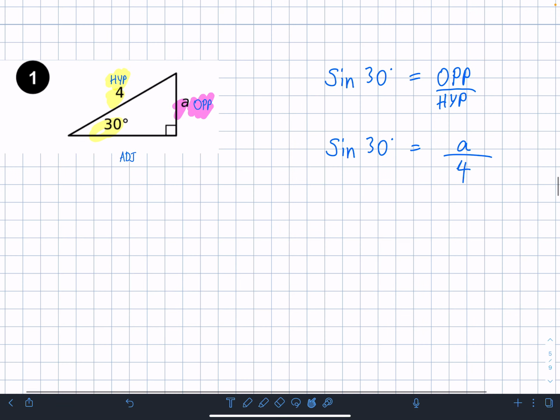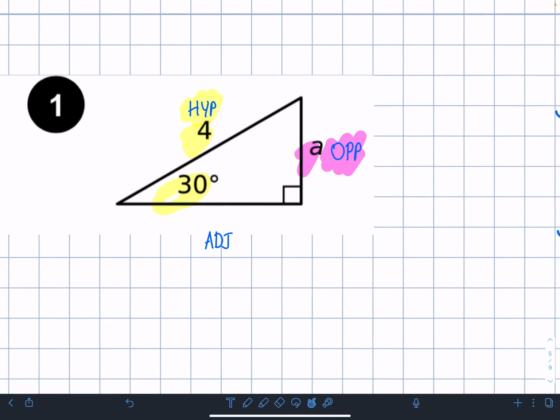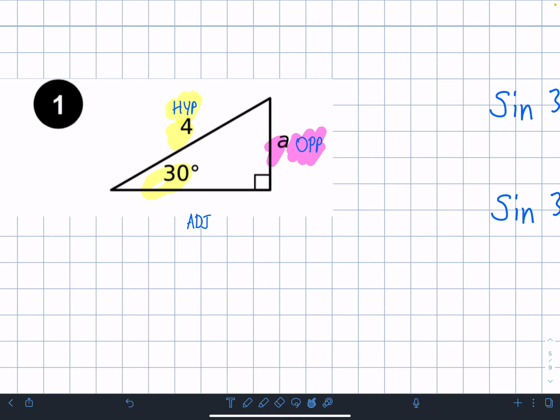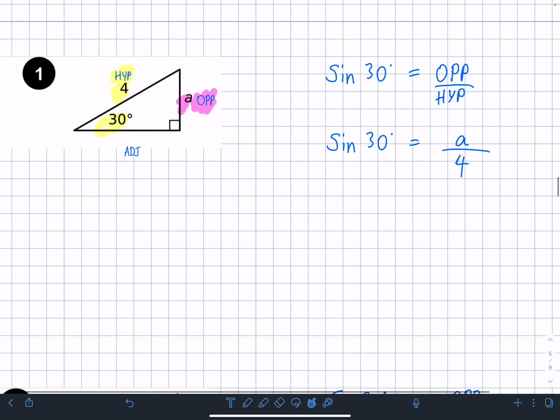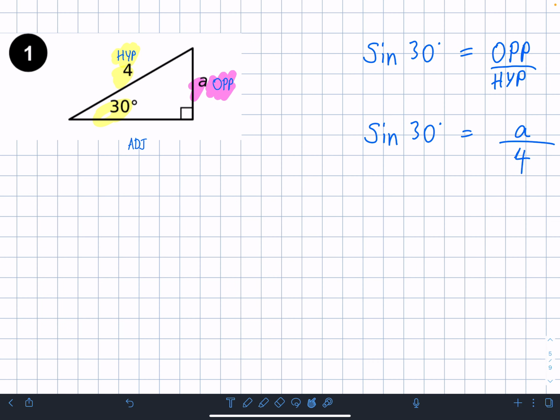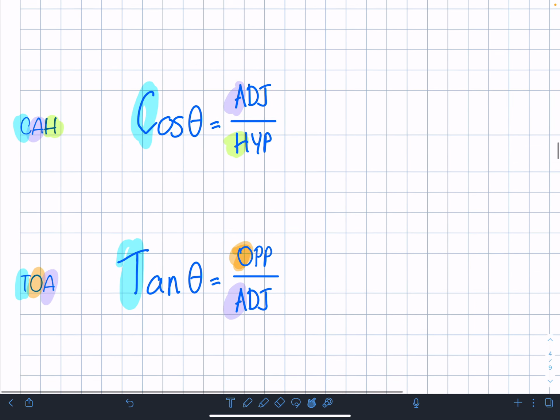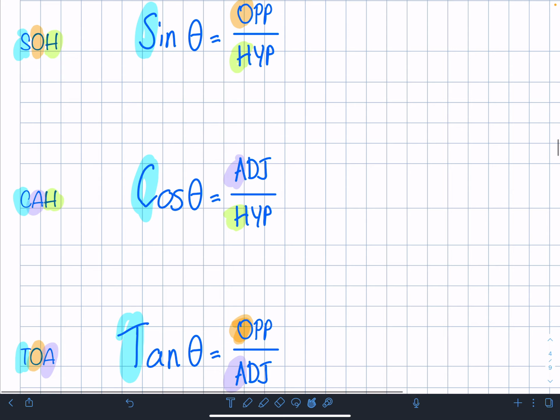So we've done our first step. We've labelled the hypotenuse as 4, we've labelled adjacent, and we've labelled opposite. I've colour-coded here that the 2 knowns are yellow and the 1 unknown is pink. With the lengths of the sides, we've got an opposite in pink and a hypotenuse in yellow. So from our SOHCAHTOA, an opposite and a hypotenuse, which one will that be? Opposite and hypotenuse.